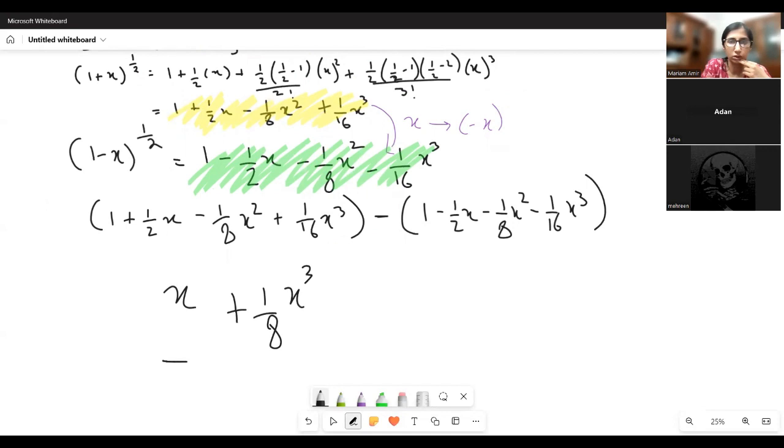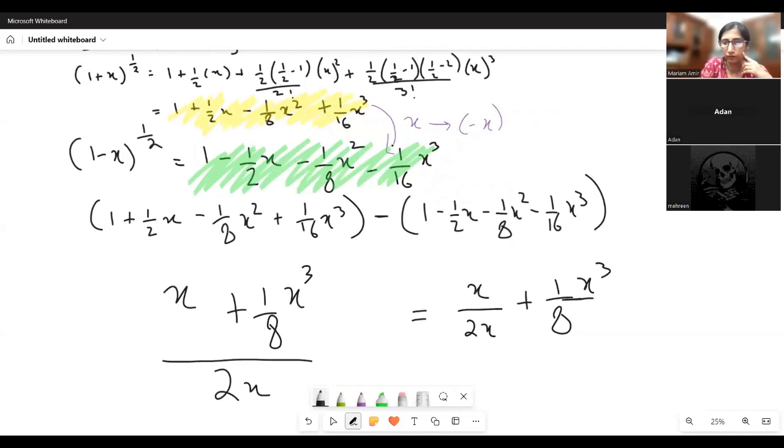And there was also a divide by 2x in the denominator. So now divide both the expressions by 2x. This gets divided by 2x. That means the denominator gets multiplied by 2x. So we're getting half plus 1 by 16 x squared, which is correct.